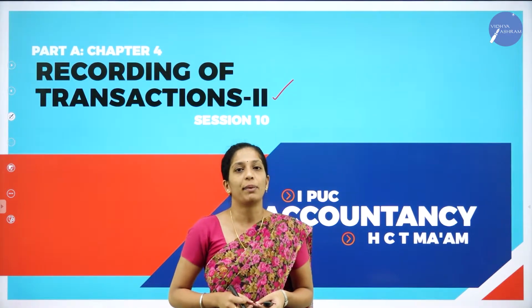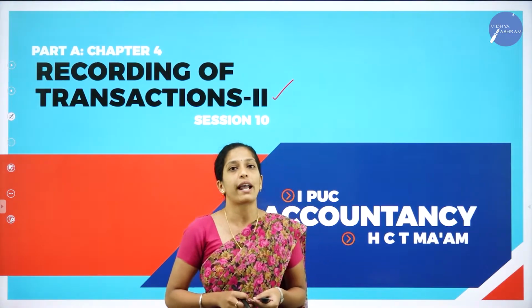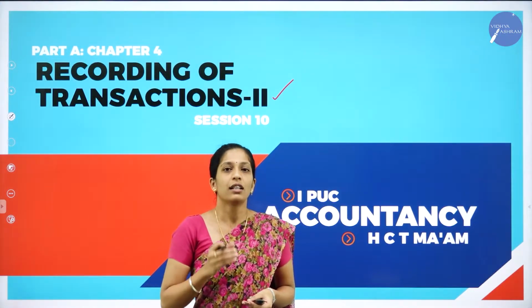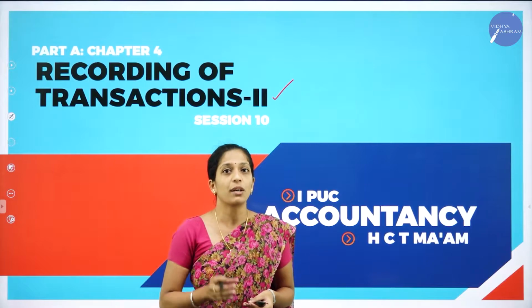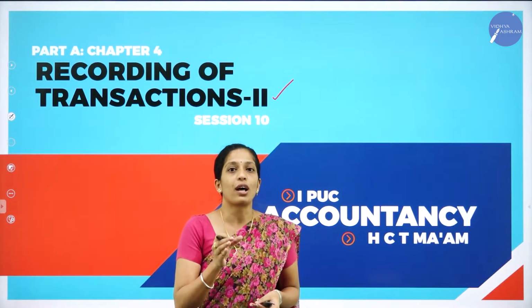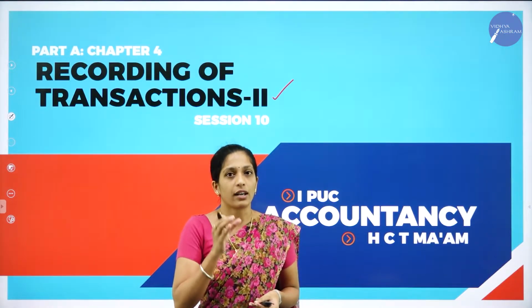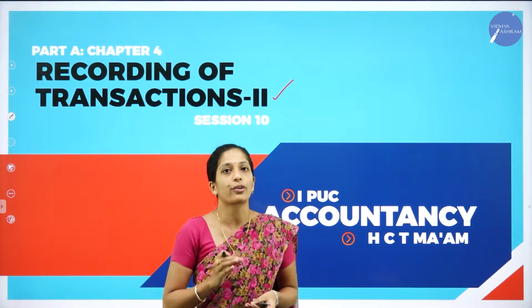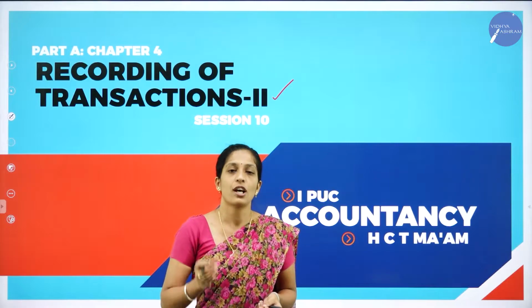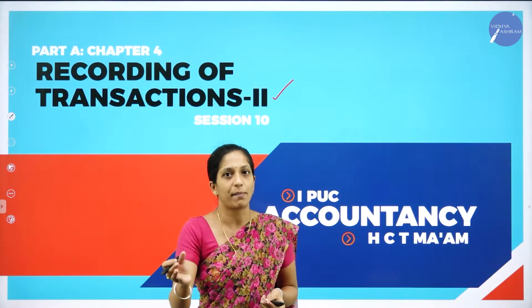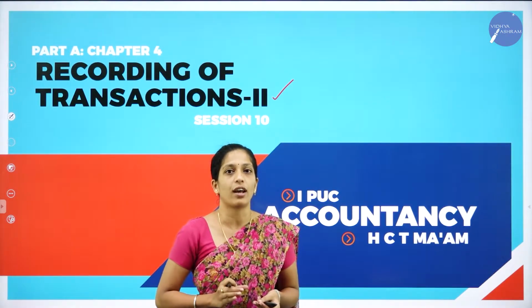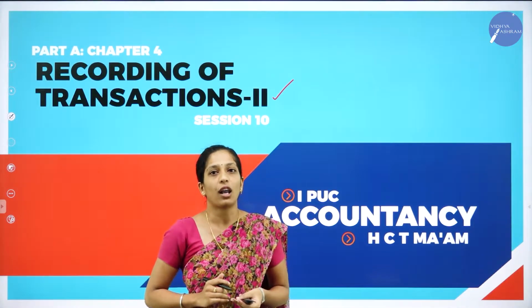So what do you mean by double column cash book? It is also called two column cash book. Now why is it called two column cash book? Because it contains two columns in order to record the amount. One in order to record cash transactions and one in order to record bank transactions. So on both receipts as well as payment side, we are having two amount columns. So it is called double column cash book.